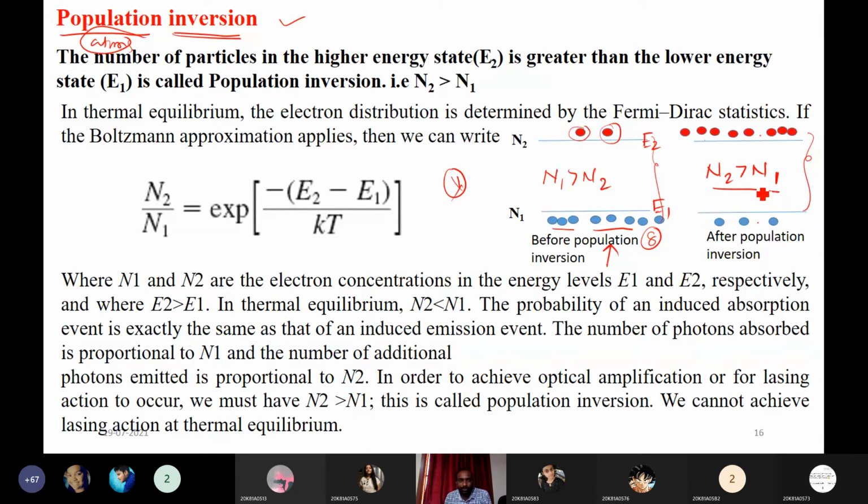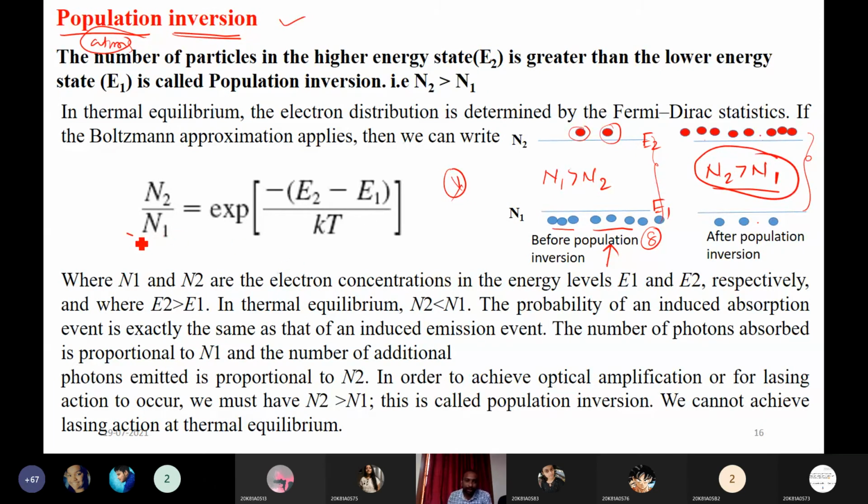So creating a larger number of particles in the excited state than in the ground state, that condition we call population inversion. The number of particles in the higher energy state is higher compared to the ground state. Simply, n2 greater than n1. That is what population inversion means.